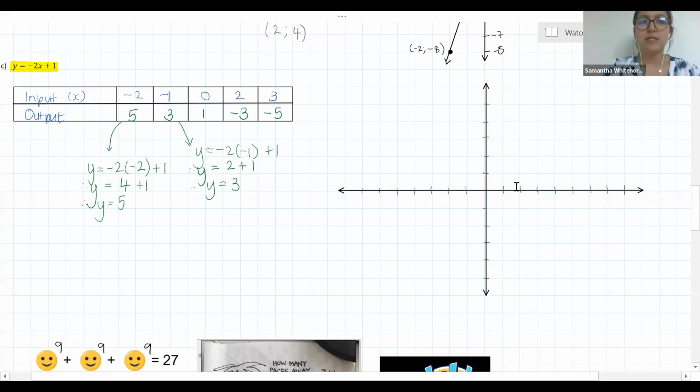So our first coordinate is negative 2, 5. So I go to negative 2 on the x, I go to 5 on the y, and I plot my point. My next point, and I'll just write it in for you guys so that you can see, is negative 1, 3. So I plot my point. Next, I've got 0, 1, 2, negative 3. Oops. And my last coordinate that I need to plot then is 3, negative 5.